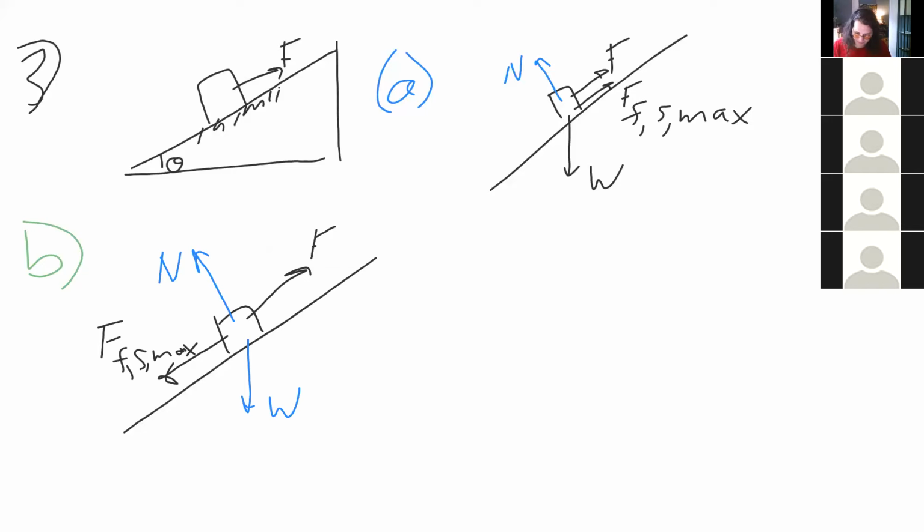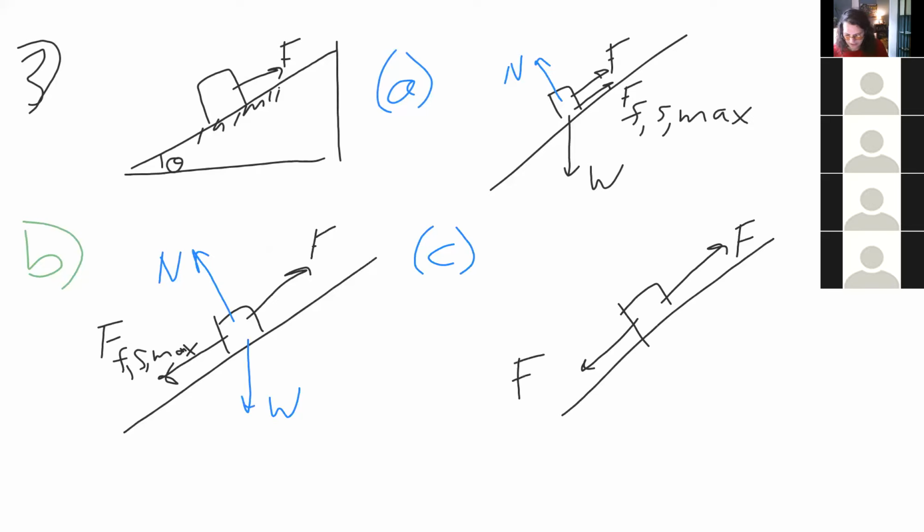The last part, C. Excuse me. Again, we have our applied force up the incline. Now we want to find the value of that applied force that will move the sled up the plane at a constant velocity. So if we're actually moving up the plane, that means that we have kinetic friction. And since we're moving up the plane, the kinetic friction will counteract that. So we just have our force of kinetic friction.